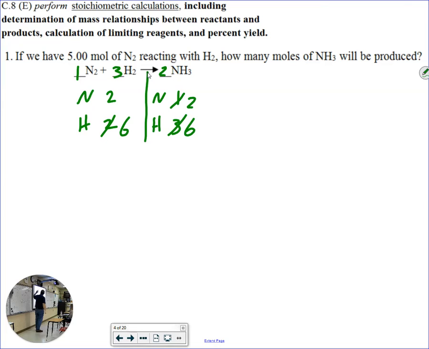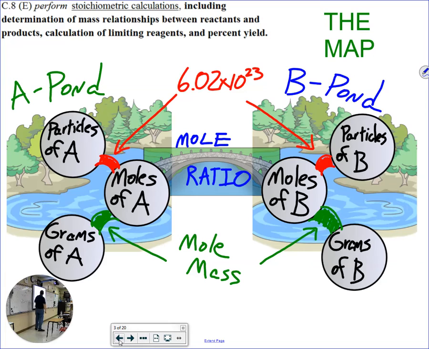Okay, so now I'm going to go back to my problem, and I'm going to see what it is that I'm given. I am given 5 moles of N2. I want to find how many moles of NH3. So I am trying to get from right here, which is point A, over here to point B. That means I'm going to be starting right here, and I'm going to be trying to end up right here. So how many jumps away from the starting place am I? Just 1 jump, right? I just have to cross the bridge for the mole ratio.